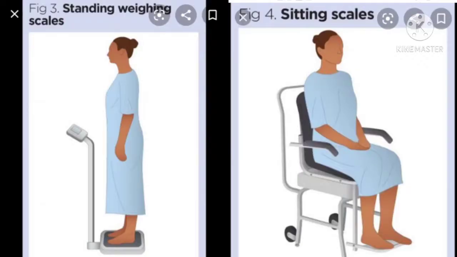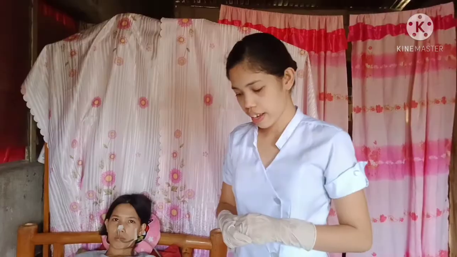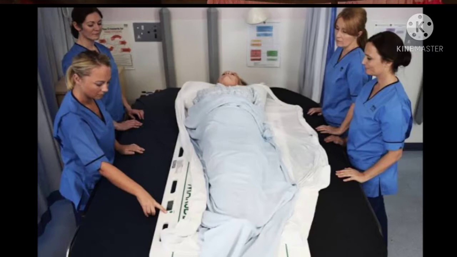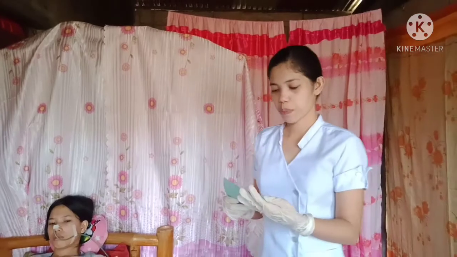So after that, we have to weigh the client daily until the maximum administration rate is reached and maintained for 24 hours. Then weigh the client 3 times per week. So weight gain is an indicator of improved nutritional status. However, a sudden gain of more than 2 pounds in 24 hours usually indicates fluid retention.